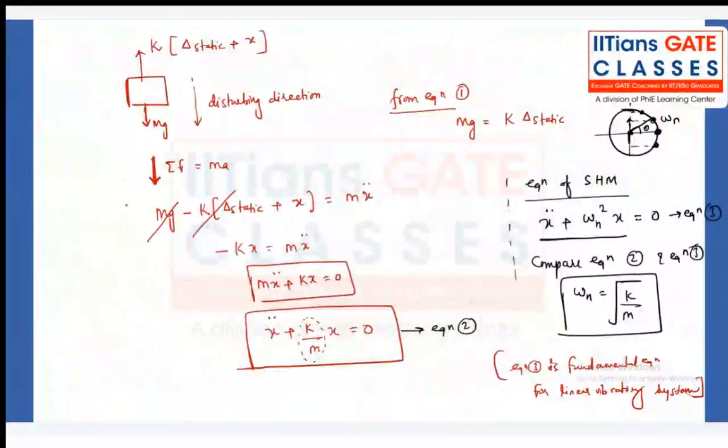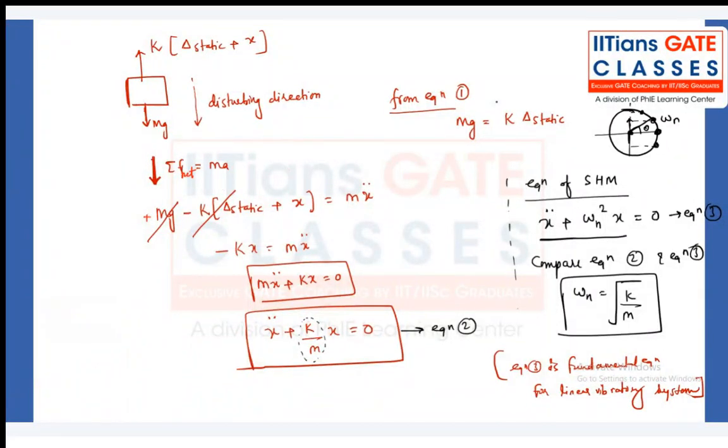Now, my friend, the disturbing direction is in this direction. If you write down the net force in the direction of motion, mg acting in the downward direction is plus. But k into delta static plus x acts in the upward direction, so there is a minus sign. That is equal to mx double dot.